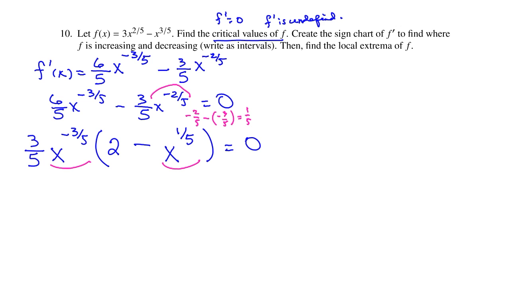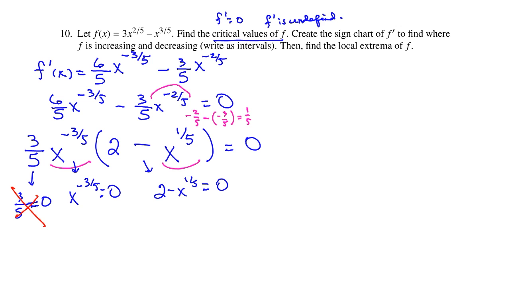Well, this is still equal to 0. Now, set each factor equal to 0 and see what you get. So I'm going to do all of these so that you can see exactly what happens here. So we have 3/5 is equal to 0. X to the -3/5 is equal to 0. And 2 minus x to the 1/5 is equal to 0. Well, clearly, the first one gives me nothing because that's a number equal to 0. There's not even a variable there. So, nothing from there.